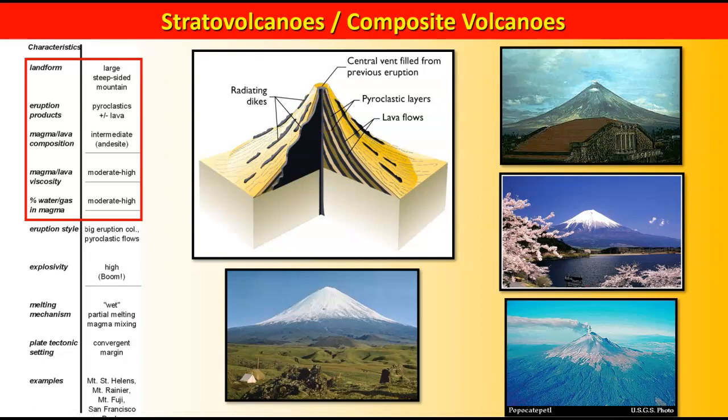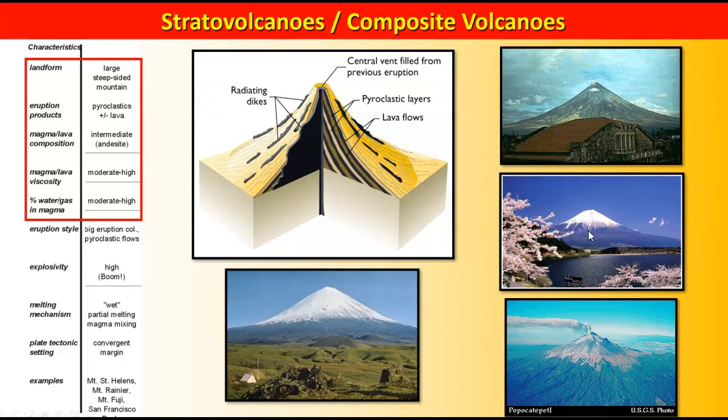You can have lava ooze out the top and flow down the sides. But look, it's pretty thick, and so it doesn't run very far and make a broad flat shield. It makes a more pointy, steeper type of volcano. It's the one you think of when someone says volcano and you imagine it in your head. You're like, oh yeah, it looks like that picture or that picture.